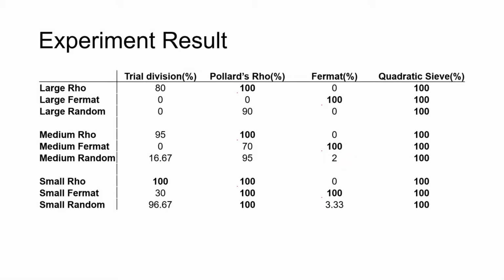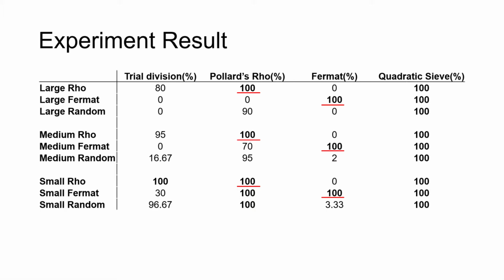This experiment result shows the percentage of numbers that each method successfully factorized in 5 minutes. The trial division serves as our baseline. It is clear to see that Pollard's rho method and Fermat factorization have outstanding performance on their corresponding dataset, but underperform on other types of numbers.